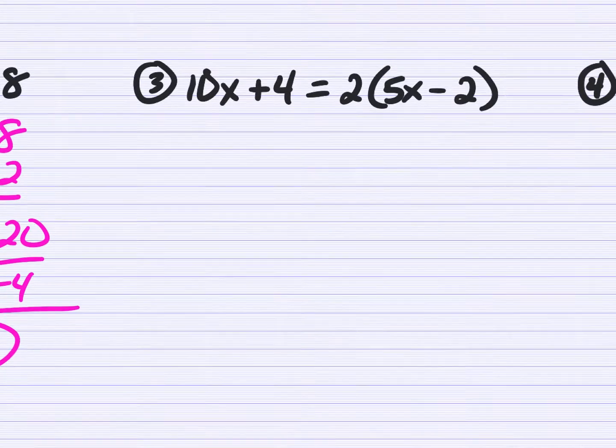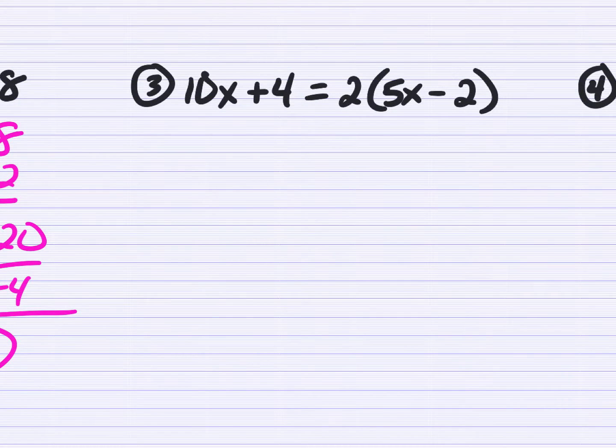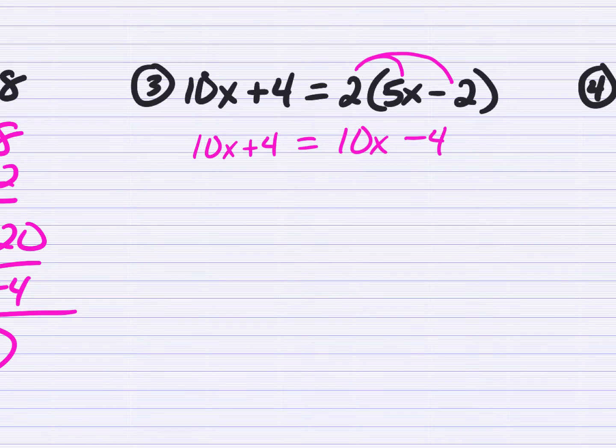Number 3, to solve this one, I see the distributive property on the right-hand side. So on the left-hand side, I'm just going to bring all this stuff down because I'm not going to do anything with it yet. But on the right-hand side, 2 times 5x is 10x. And then 2 times -2 is -4.